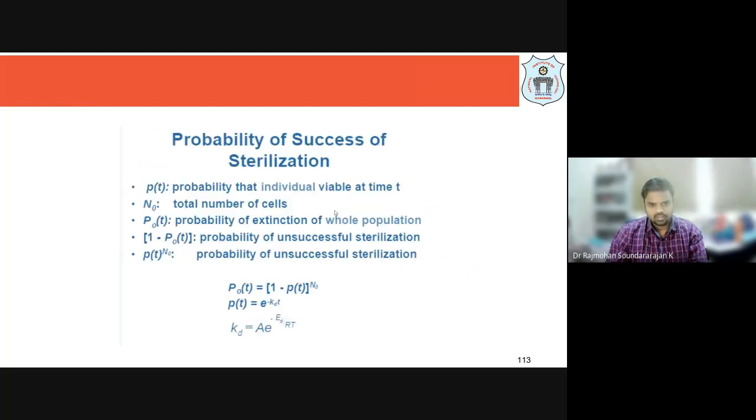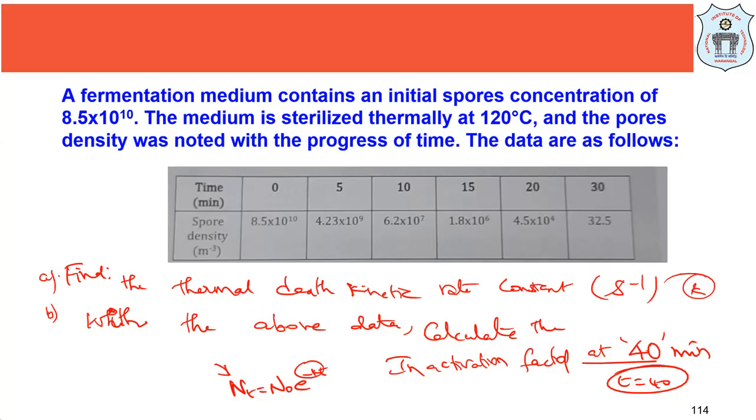And there is another parameter called the probability of success of sterilization. The probability of success of sterilization is given by P of T is equal to e power minus k naught into T, where n, P and T take the regular meanings. So that is the equation we have for probability of success of sterilization. Now we will solve this problem. A simple one only. You have to plot x versus y and get the slope value. It is as simple as that.